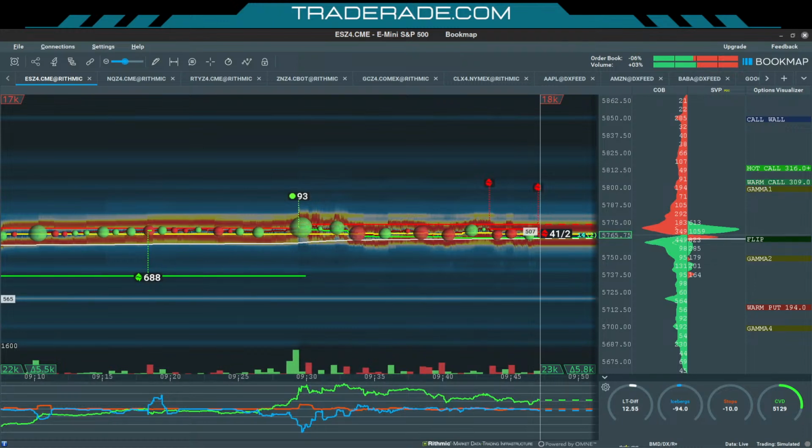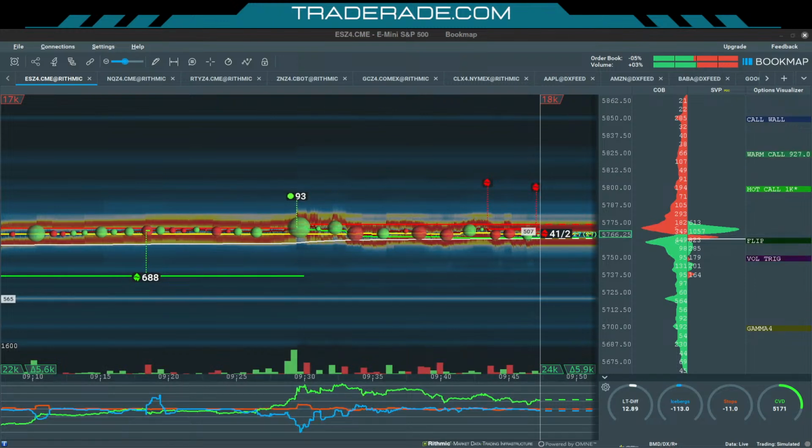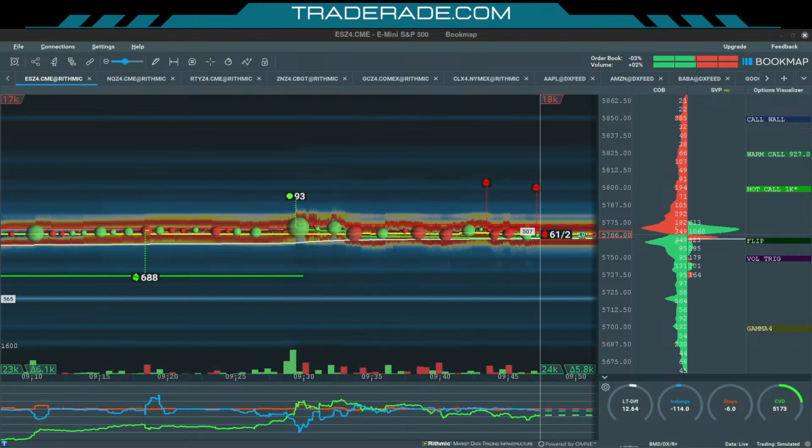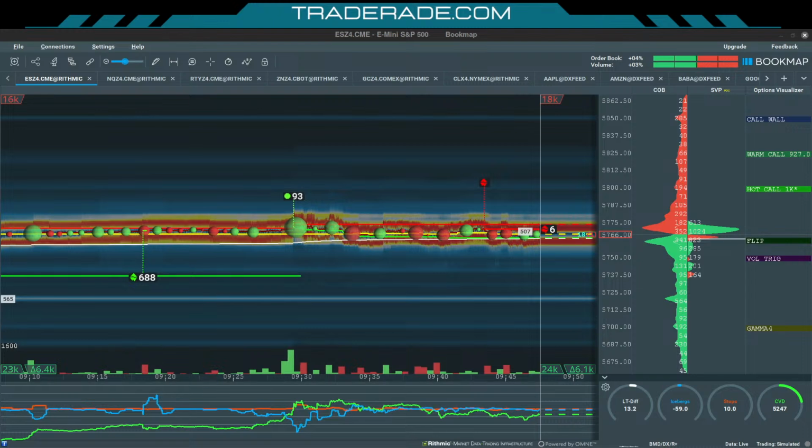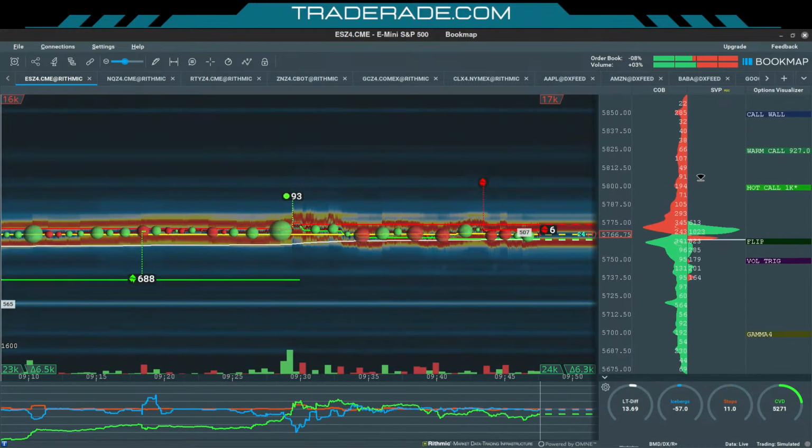And let me just get the key levels here from my friendly Discord bot who is kind enough to put them out for me. So the hot call right now trading about 1,000 at ES 5798.75. And the warm call trading 927 contracts at 5823.75. So we are seeing a lot of interest higher here so far.